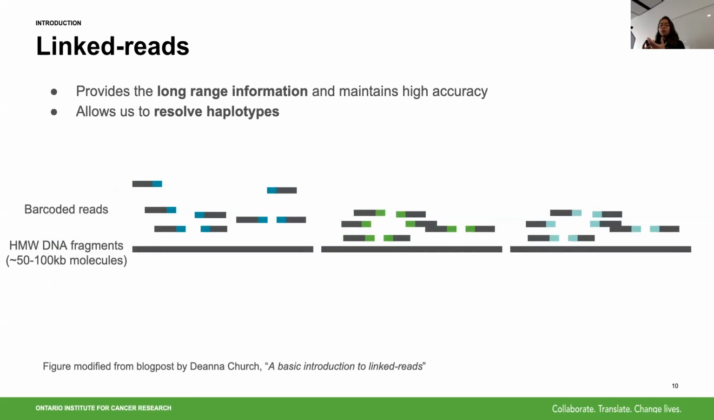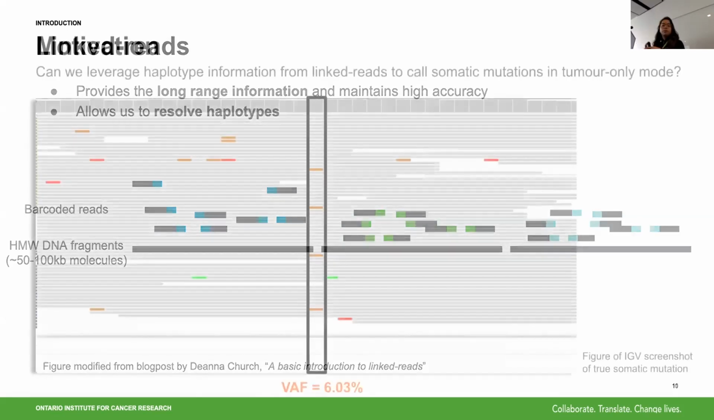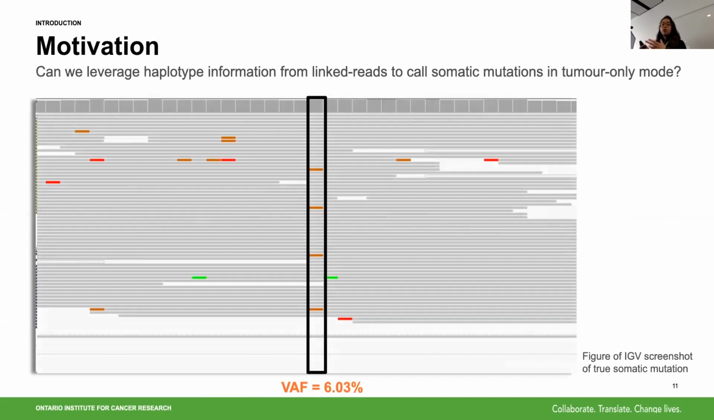So in the end, what we get are barcoded reads, and because we're able to derive which DNA fragment this comes from, we get that long-range information that we want in order for us to resolve that haplotype. So again, the motivation behind this project is, can we leverage haplotype information provided by linked reads to call somatic mutations in tumor-only mode?